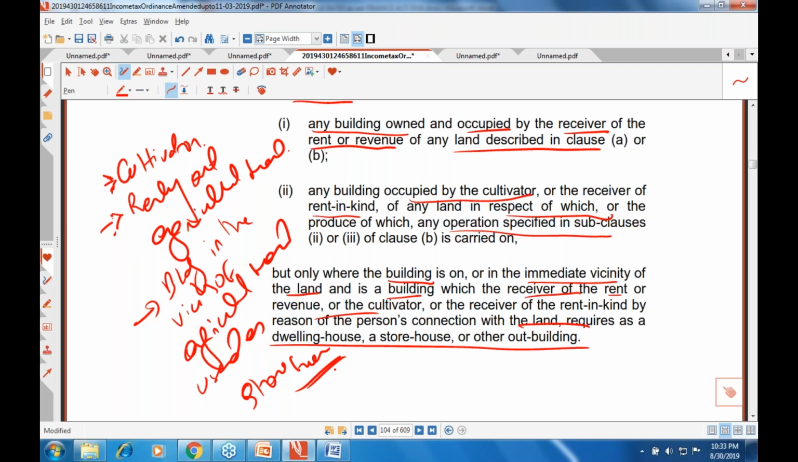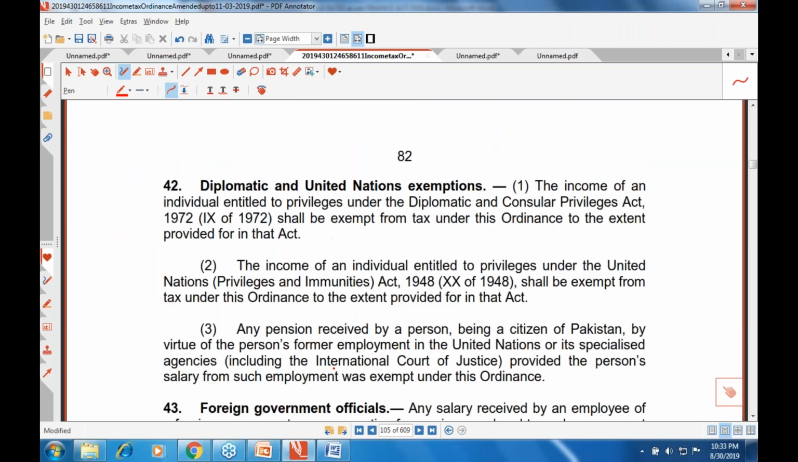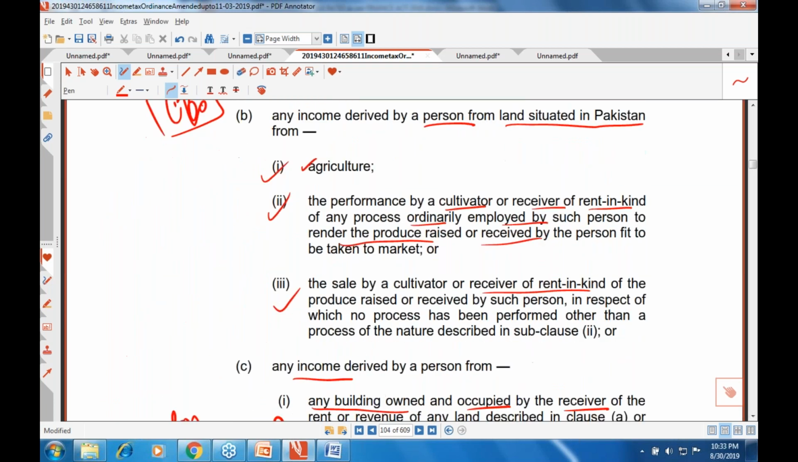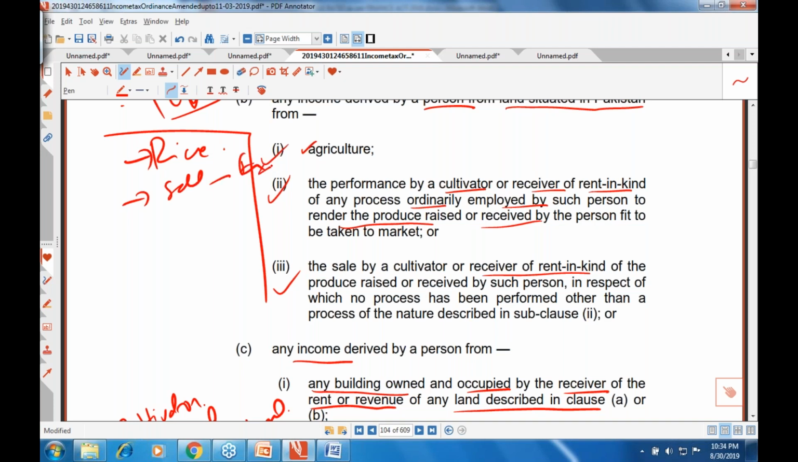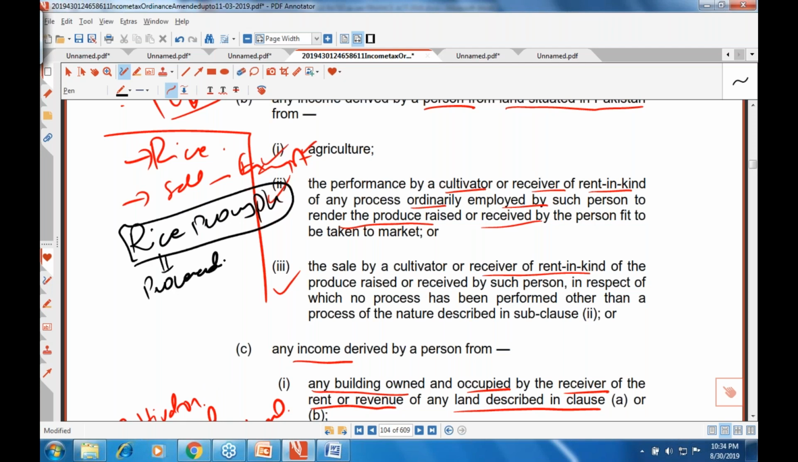Now let's move forward. There is another concept which I actually want to explain to you, and that is, let's say that you grow rice. Whatever rice you sell, the sale is going to be exempt because that is considered agricultural income. Assume that you have a rice processing plant also. Now, the proceeds from the processed rice are going to be taxable as income from business.